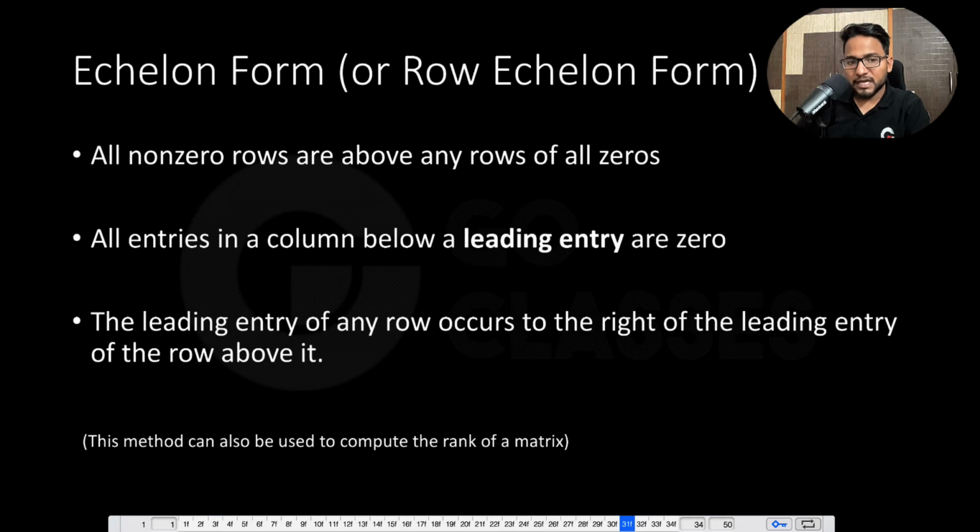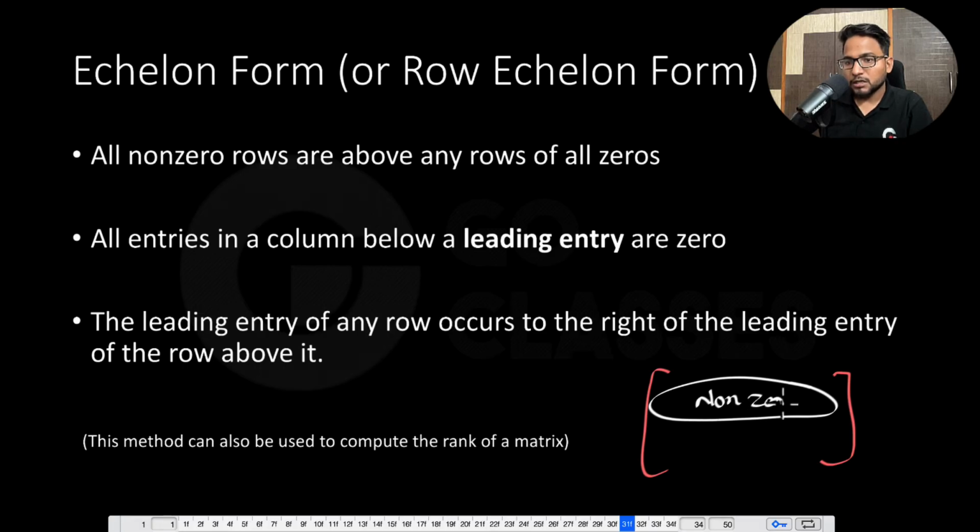So just see here what is written. This is just a matrix. We say a matrix is in echelon form if all non-zero rows are above any row of all zeros. Which means that if you have a non-zero row, let's suppose this row is non-zero, then it should be above all zero rows, so the zero rows should be below it. It cannot be the case that a zero row is here and a non-zero row is below it.